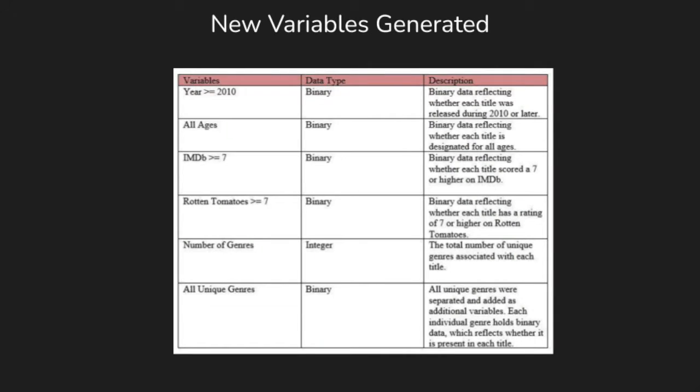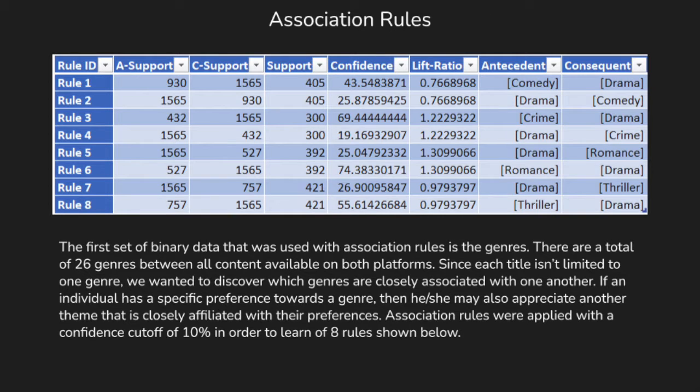At this point, new variables were generated in order to assist us with our data analytics. A majority were binary so they can be used in hierarchical clustering, association rules, and more. With the new binary data, association rules were generated to determine which pairs of genres were strongly associated with one another. We found that drama is typically associated with crime, comedy, romance, and thrillers, and that romance drama and crime drama have the strongest associations.